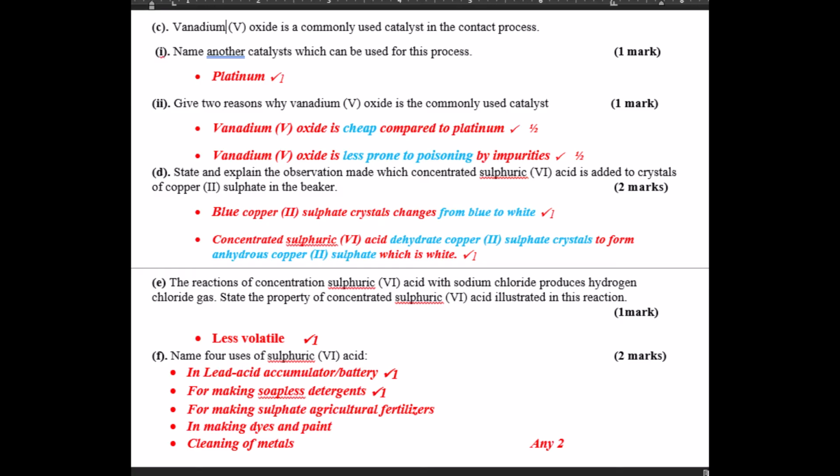With that, you're supposed to give 4 or 5 uses of sulfuric(VI) acid. It can be used in car batteries, and to make some soapless detergents. It can also be used to make phosphate, not sulfate, agricultural fertilizers, in making of dyes and paints, and even cleaning of metals.